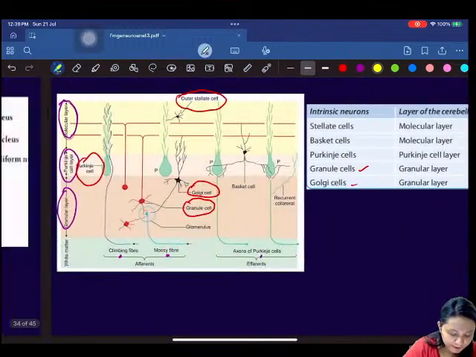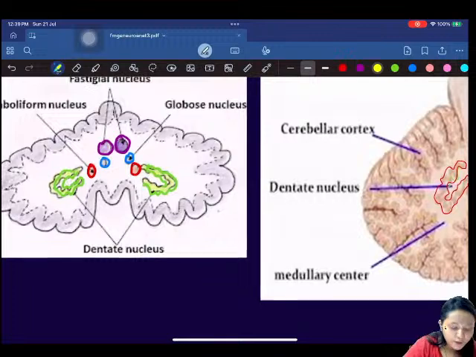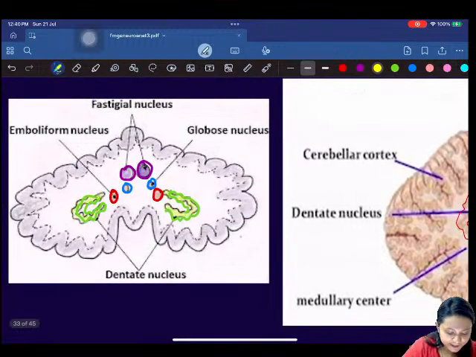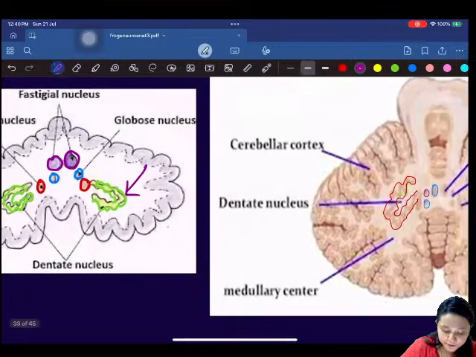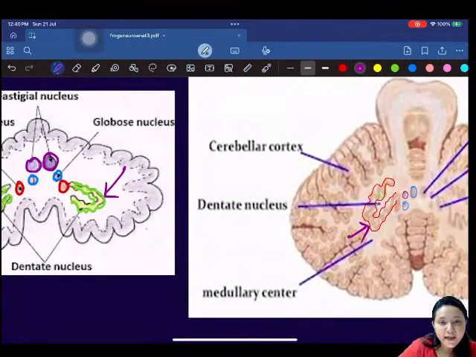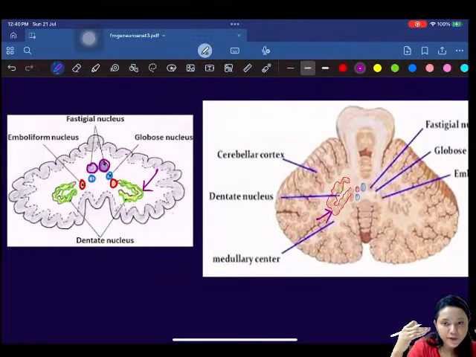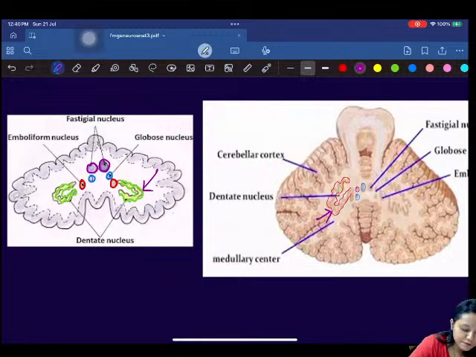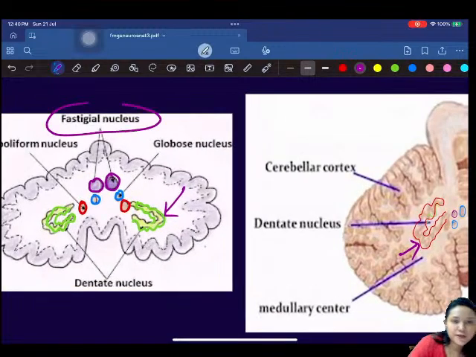As you can see here, the most medial is the fastigial, then you have the globose, then the emboliform, and then the dentate nucleus. Sometimes in the cadaveric image they might give an arrow on the dentate and ask you which is the correct nucleus. The one where you see a curve-like dentation is the dentate, and the most medial is your fastigial nucleus.